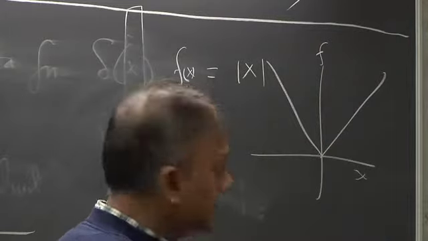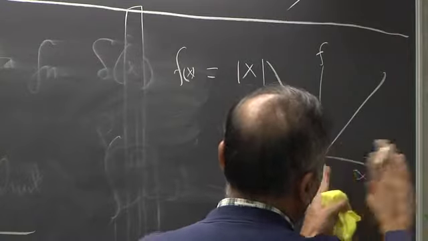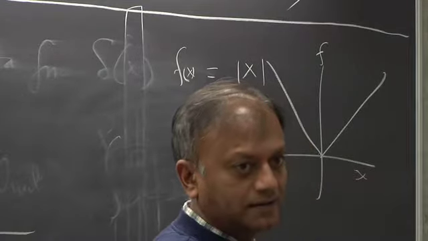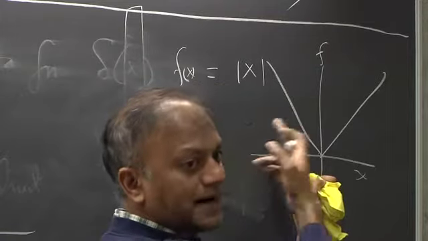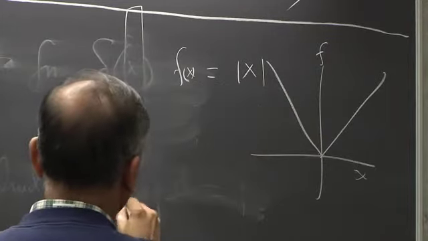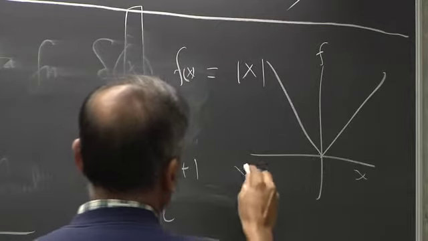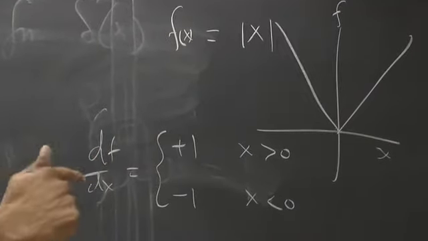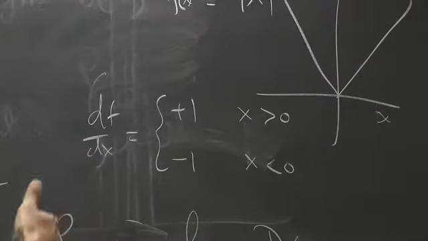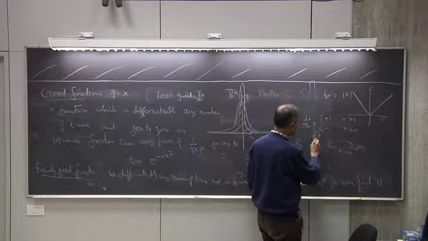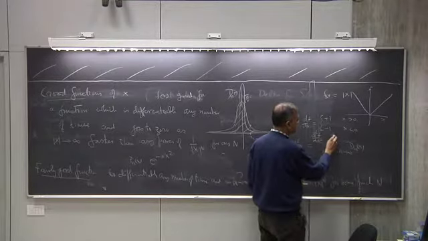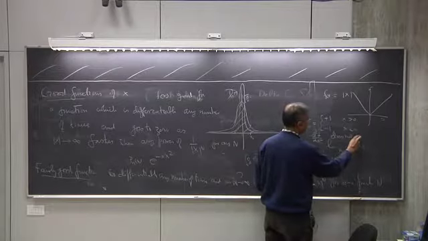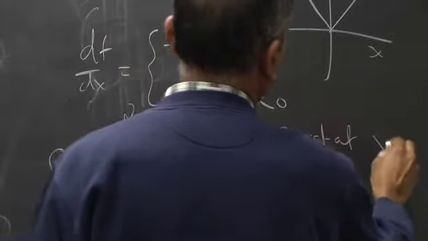So this is x, f, right? Here, if you take the derivative for positive x, it is always plus 1, whereas if you take the derivative here, it's minus 1. So df by dx is equal to plus 1 for x greater than 0 and minus 1 for x less than 0. So now this is discontinuous at x equal to 0. Then the second derivative will not exist at x equal to 0. If you now take the second derivative d2f by dx2, it simply is not defined, does not exist at x equal to 0.